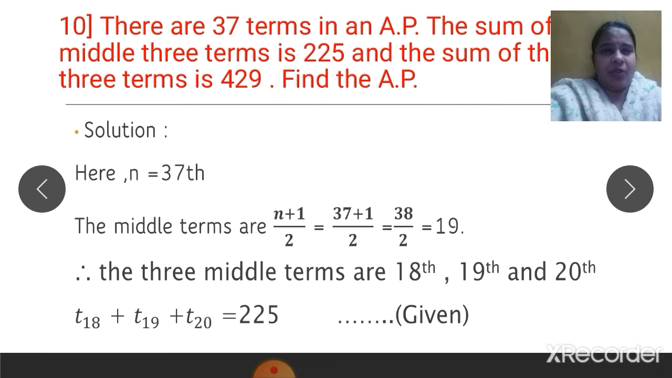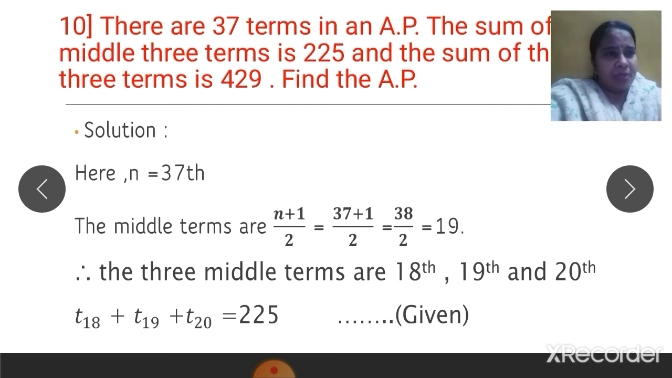Now here how many terms are there? n is how many? 37. I want the middle term. How to get the middle term? It should be n plus 1 upon 2. n is how much? 37. So 37 plus 1 upon 2, 38 upon 2. Divided, you will get 19. I hope you understood this, how we get the middle term.